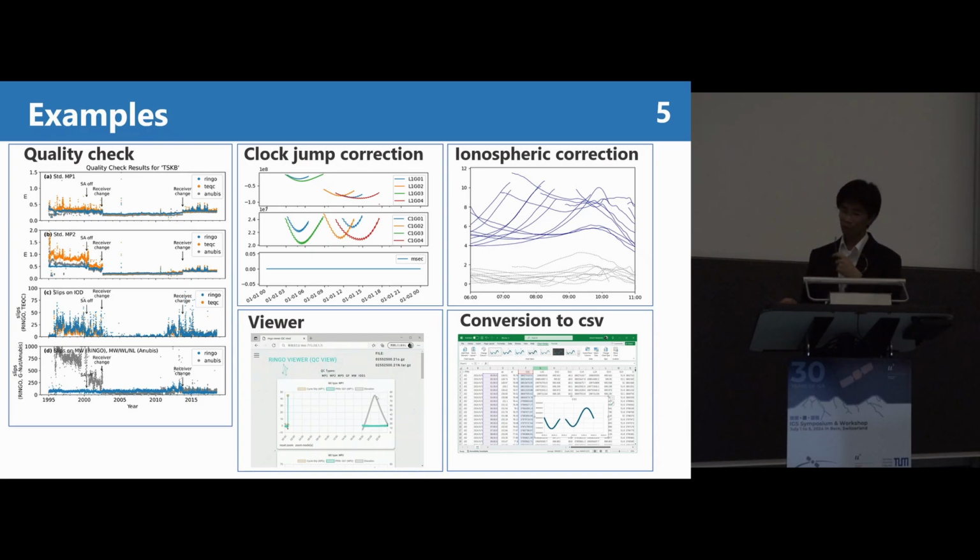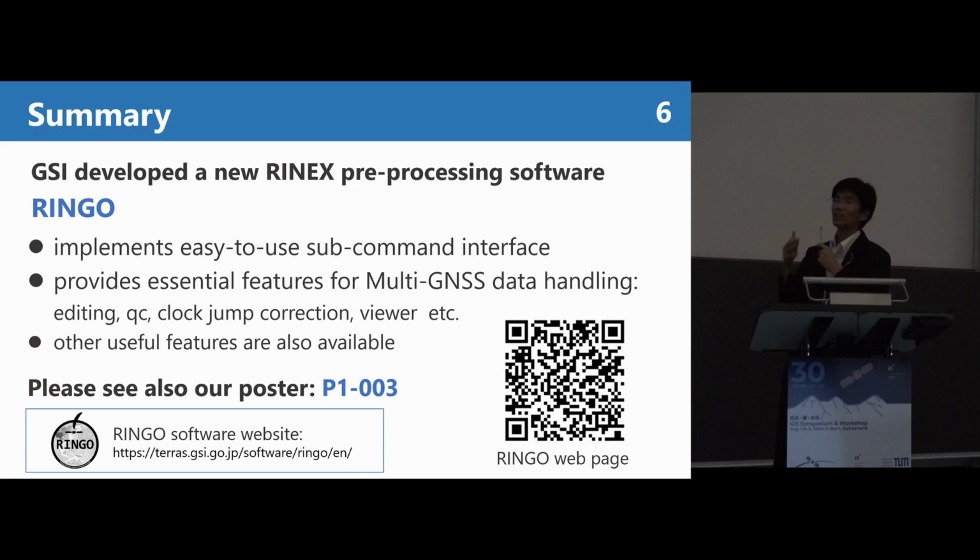Here are examples of RINGO. As you can see, various kinds of results can be visualized. But what I'd like to emphasize here is the viewer command. The viewer subcommand uses an interactive HTML file, and you can mouse over the value, and you can gain the exact value by mousing over each point.